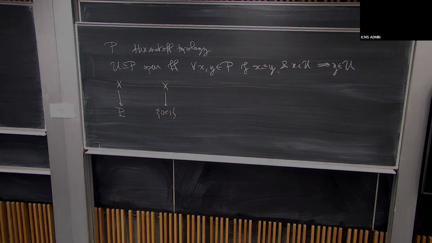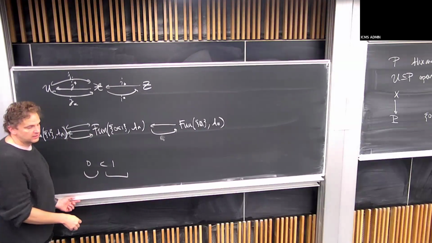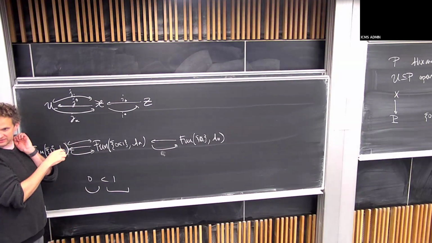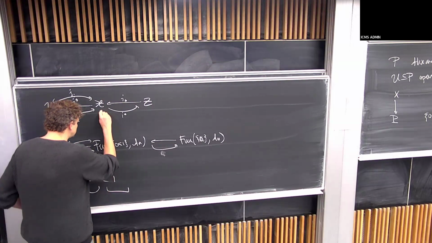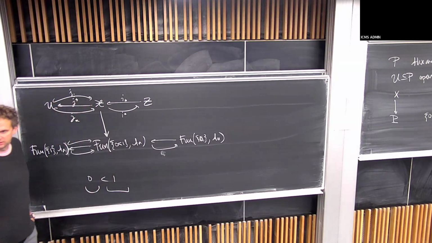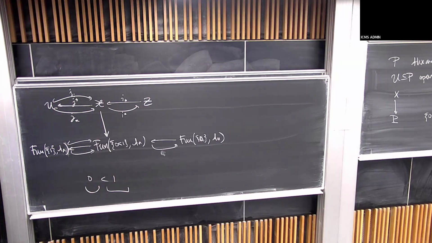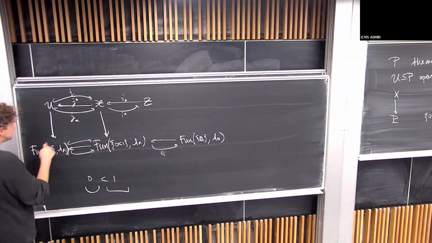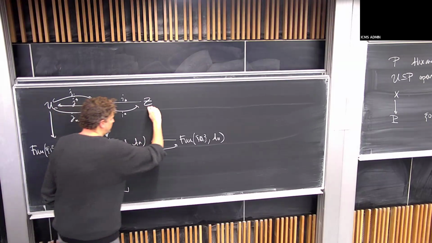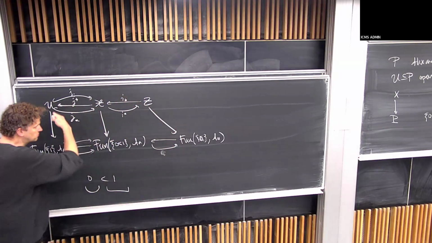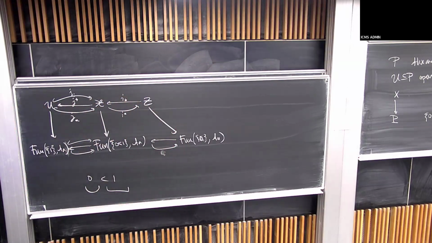In the same way, if you have a recollement like this, you can always construct a morphism of topoi. In fact, a unique morphism of topoi with the property that this is the thing that you get over 1, and this is the thing that you get over 0, so that these are pullbacks in the category of topoi.